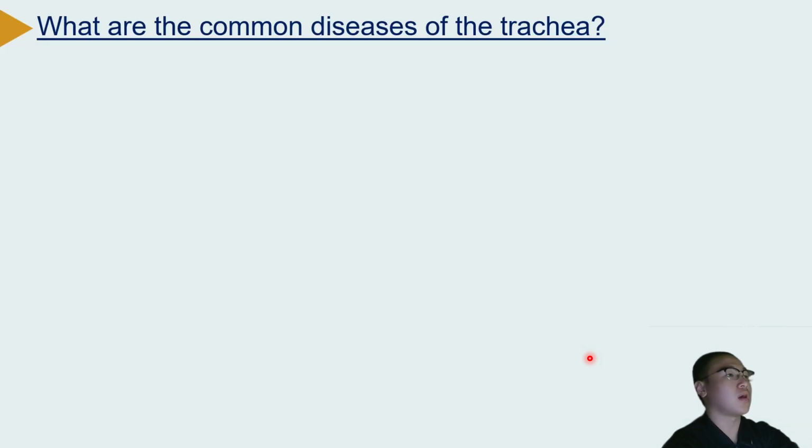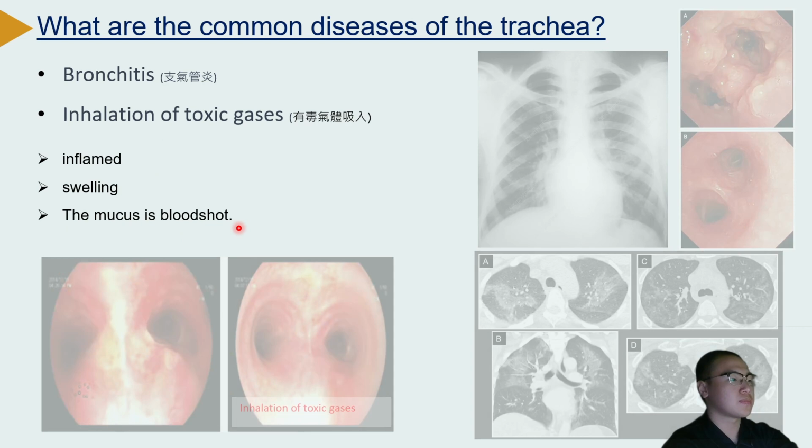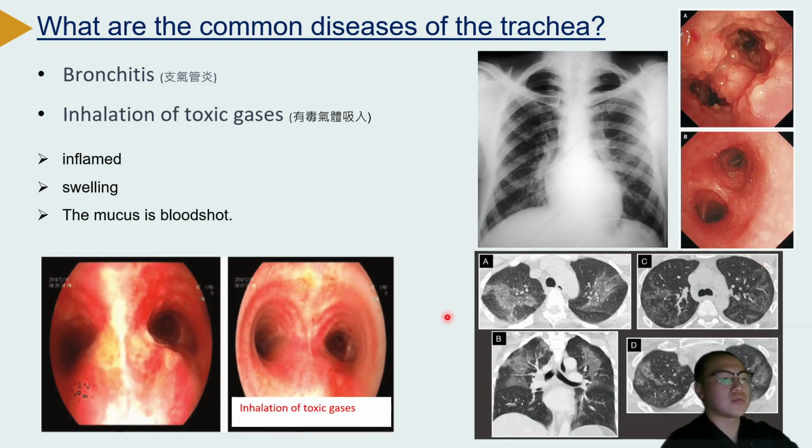So what are the common diseases of the trachea? The first two diseases are bronchitis and the inhalation of toxic gases. In these two diseases, there is inflammation and swelling, and the mucosa is bloodshot. We can see the CT image of it. Bronchitis and inhalation of toxic gases can cause significant redness, swelling and burns in the inner lining of the trachea.